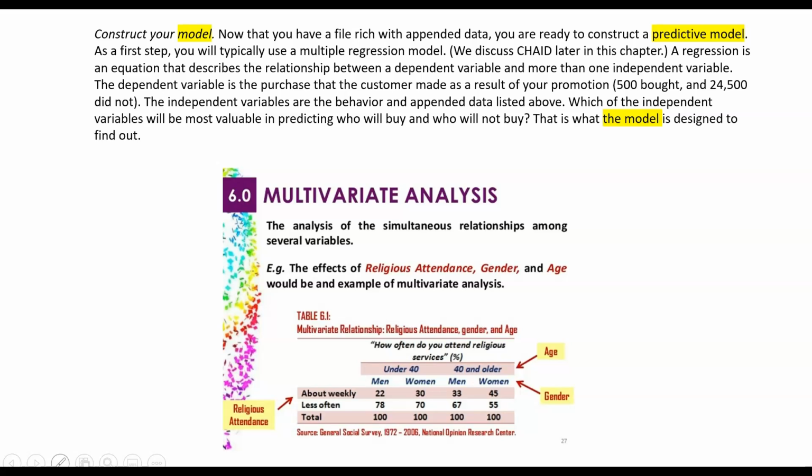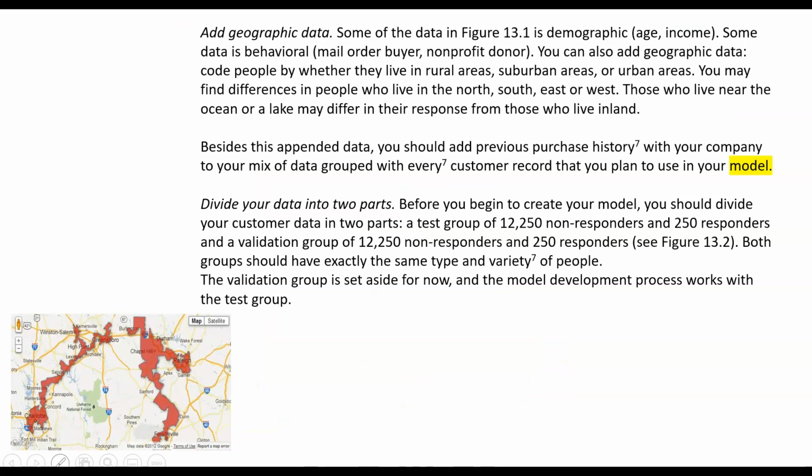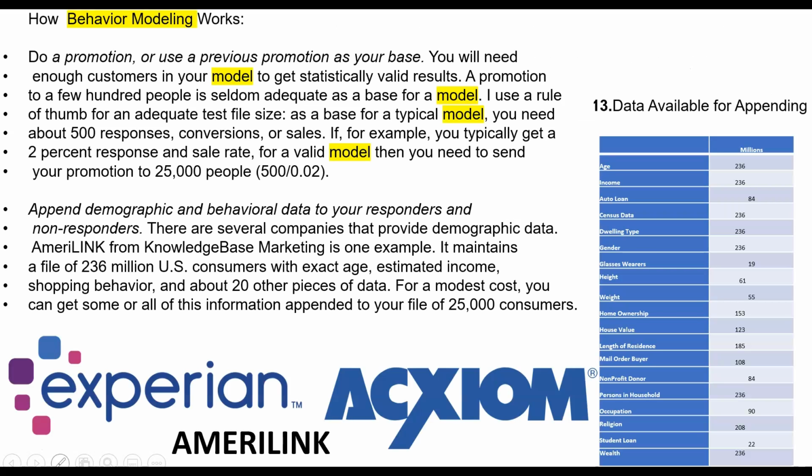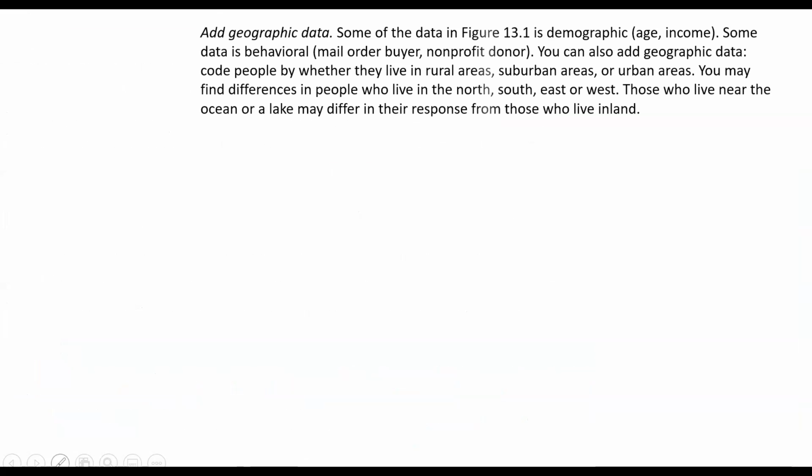Which of the independent variables will be most valuable in predicting who will buy and who will not buy? And that's what the model is designed to find out. And you do your multivariate analysis. And here's our good old example, which we've used a lot of times. And a lot of you actually remembered this on your midterm. So we are doing the analysis, and we're finding out which of the characteristics back here. Way back here, yes. Right, dwelling type, who knows what, all these things, plus purchase behavior.